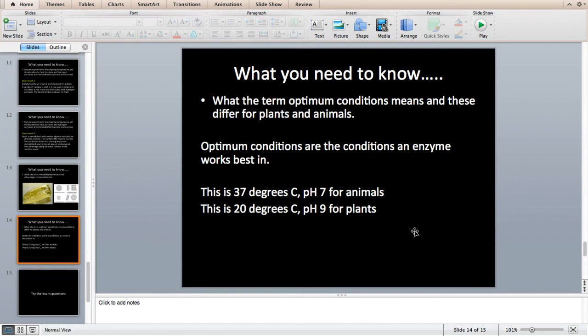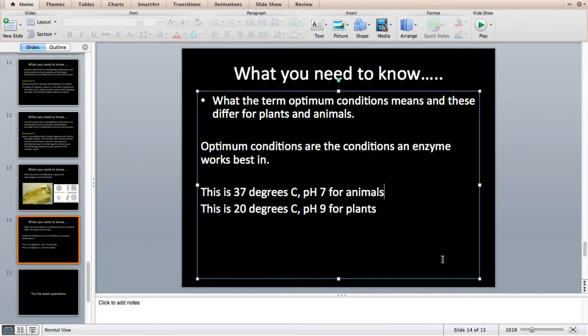So hopefully that is useful, and you'll be able to use it to try and do a few exam questions on this.